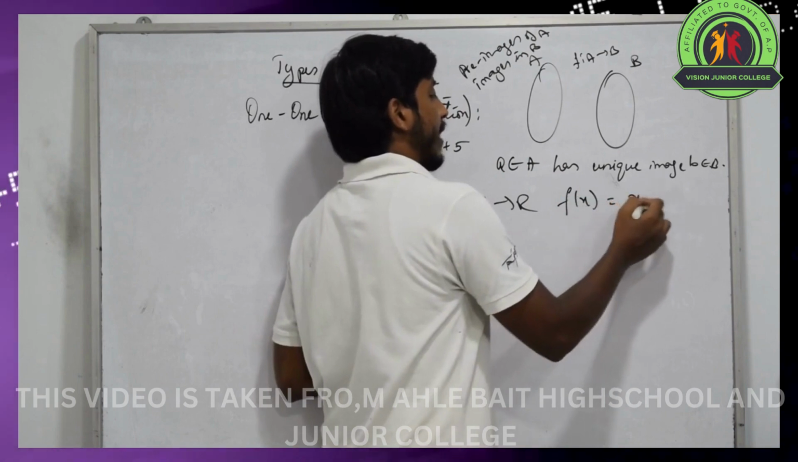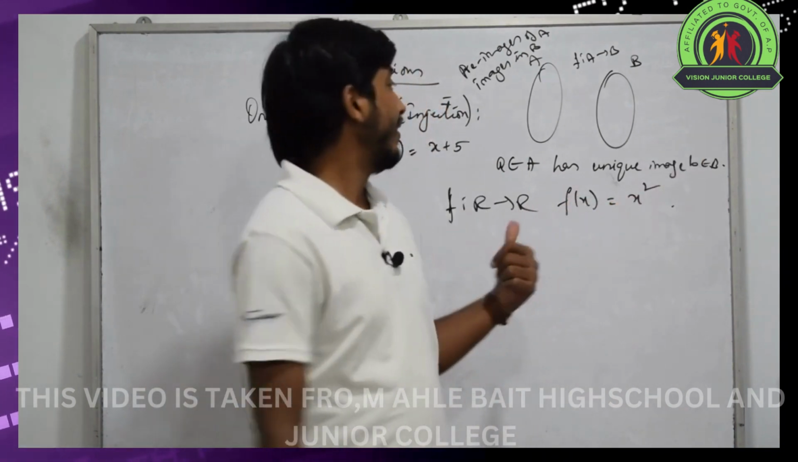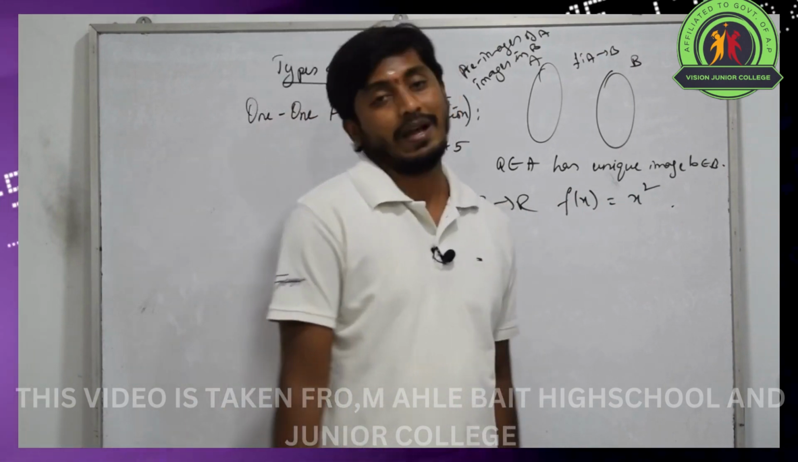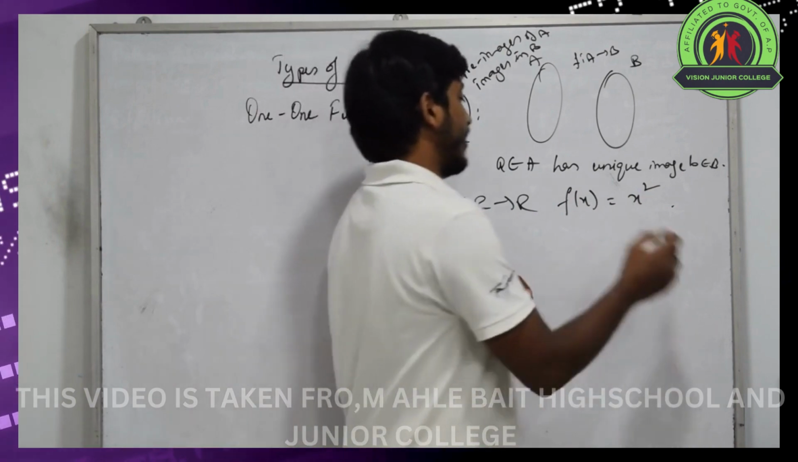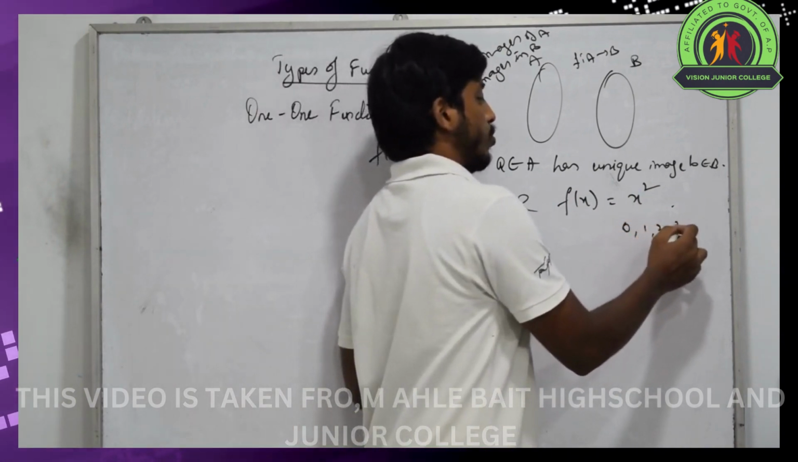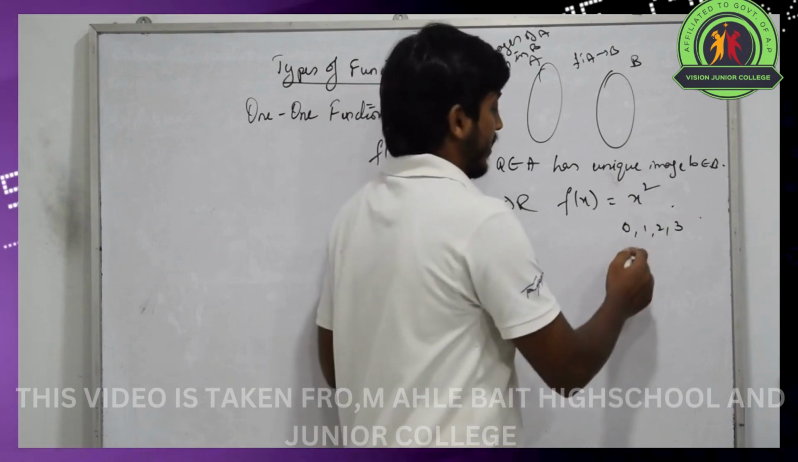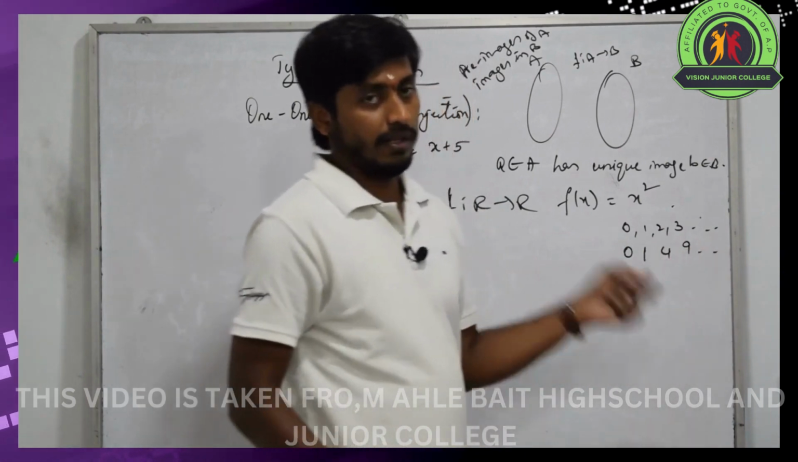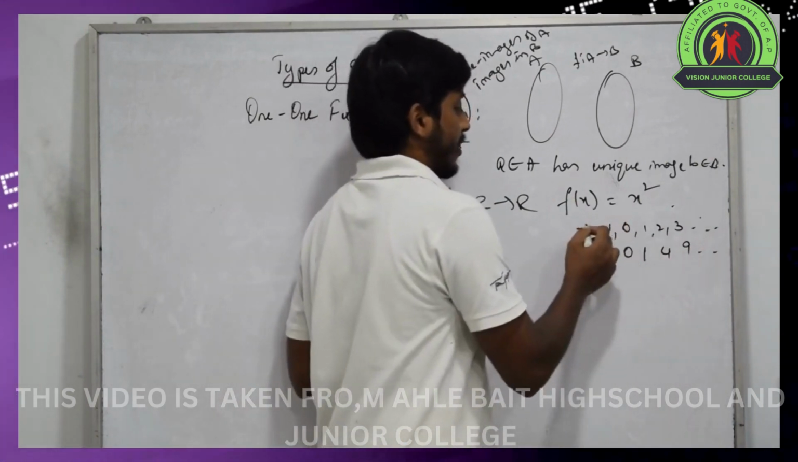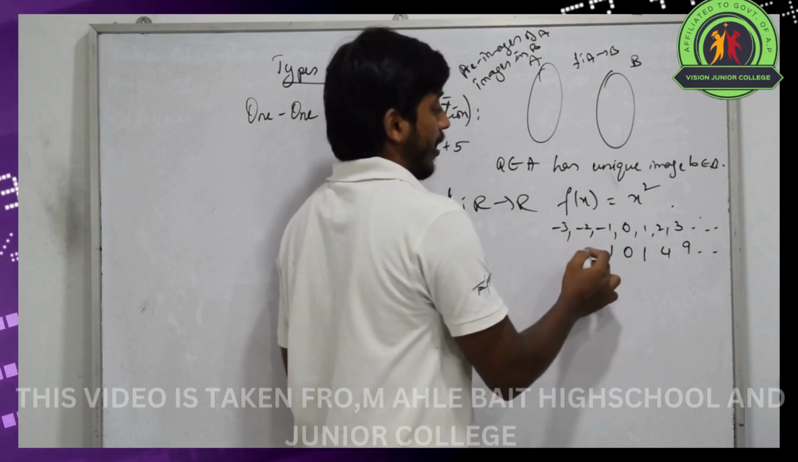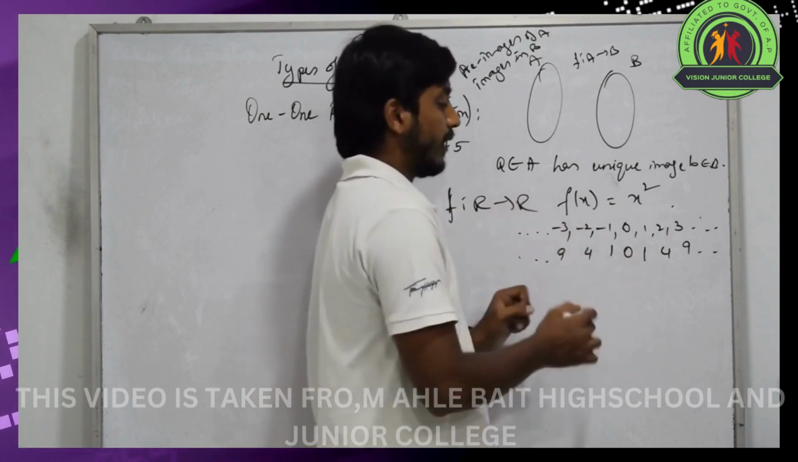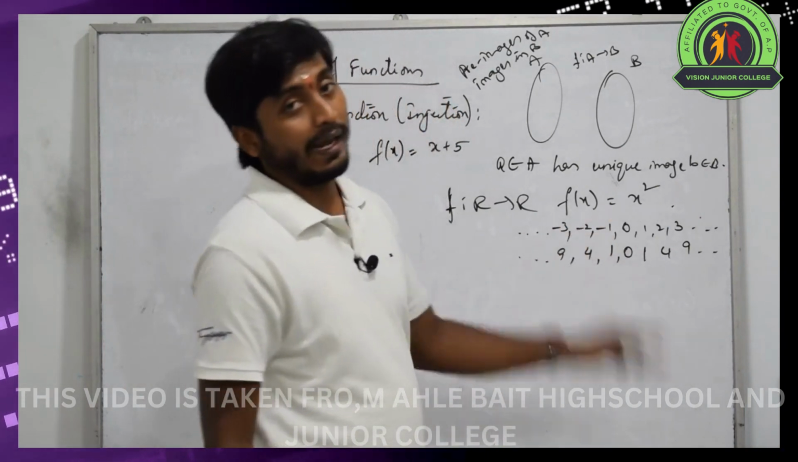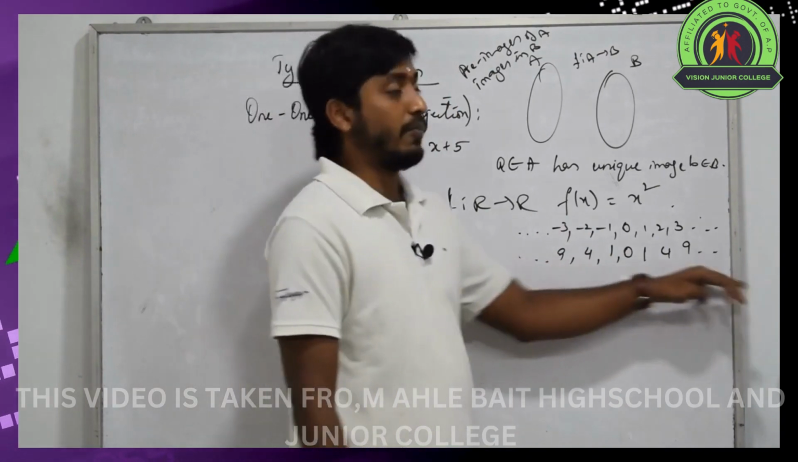Next, let me give you one more example. f of x is equal to x square. Is it a 1-1 function? Tell me. No. Why? Because for 0, 1, 2, 3 I will get the outputs as 0, 1, 4, 9 and so on. Yes, they are unique for every input. Then what if I have numbers -1, -2, -3? Here also you will get 1, 4, 9 and so on. Isn't it? Yes or no? Which means the outputs are repeating from -infinity to +infinity.